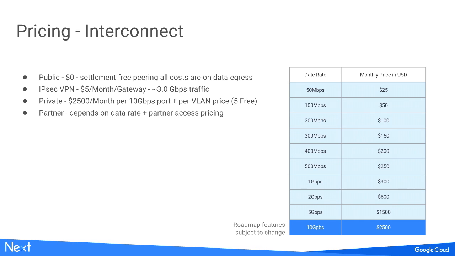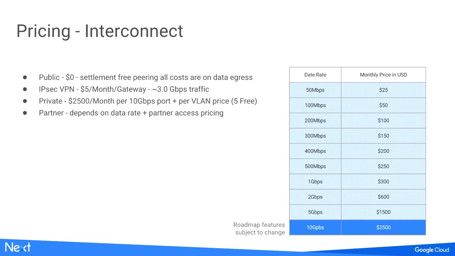With VPN, you're paying for the VPN gateway, and that's roughly $5 a month for every roughly 3 gigabits of large packet data. With the new solution that we're coming up with, Private Interconnect, it's a $2,500 charge for the port that we give you, and there are egress costs on top of that.